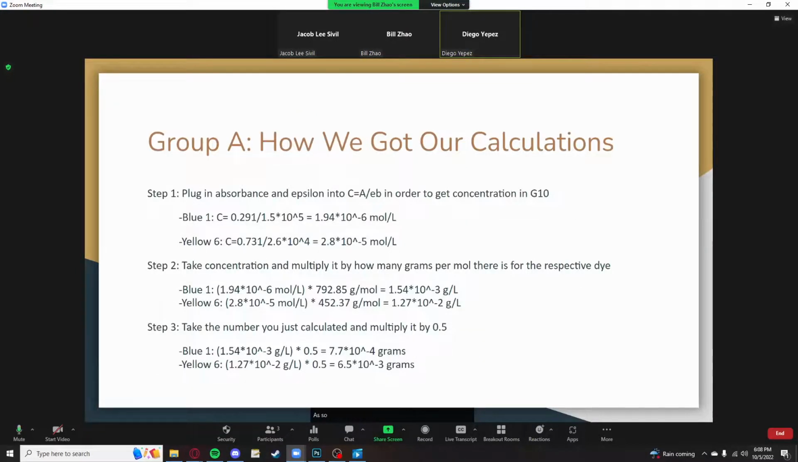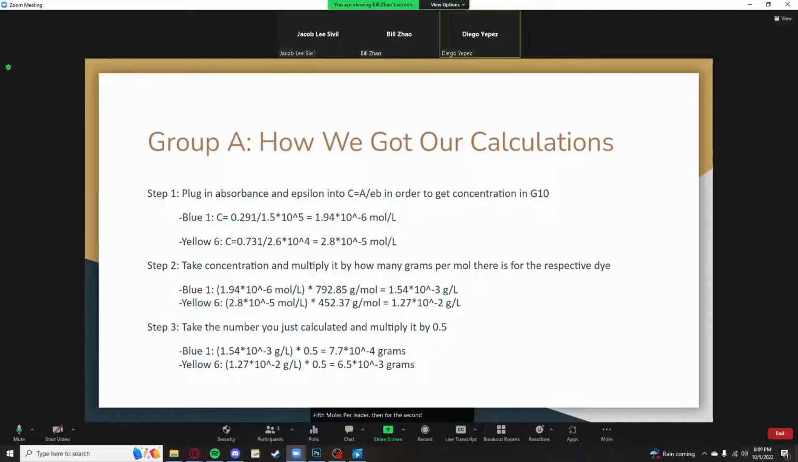So here is how we did our calculations. For step 1, we plugged our absorbance and the epsilon that we calculated into concentration equals absorbance over epsilon b. For blue 1, we got concentration equals 0.291 over 1.5 times 10 to the 5th, which gave 1.94 times 10 to the negative 6 moles per liter. And for yellow 6, concentration equals 0.731 divided by 2.6 times 10 to the 4th, which equals 2.8 times 10 to the negative 5th moles per liter.